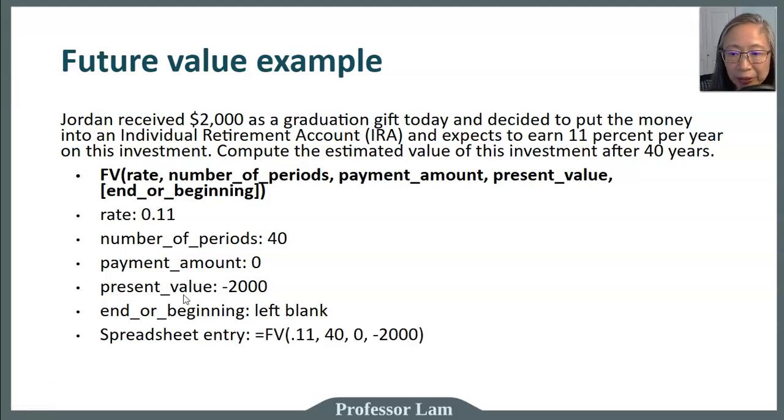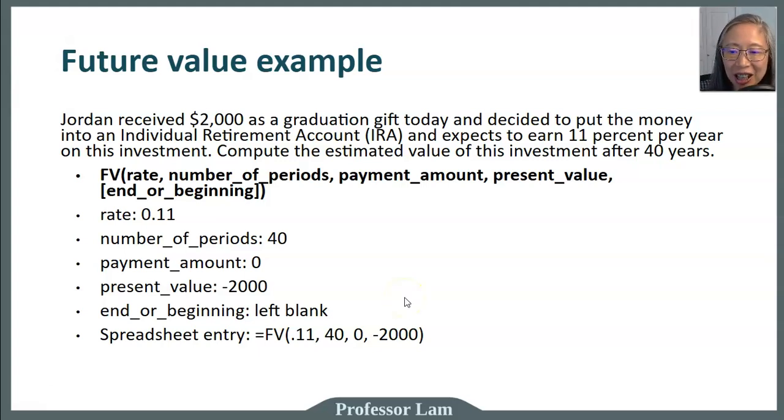So what you will put into the spreadsheet will be something like this. The future value, so we start all functions with an equal sign. So you type equal, and then FV is the function name, open parenthesis, and the rest of this. So pause the video and enter this formula into your Google Sheet.